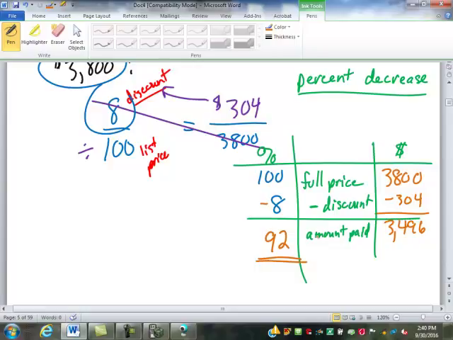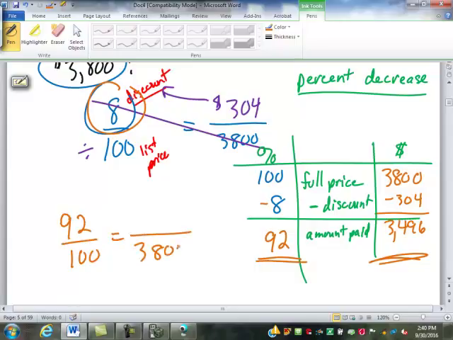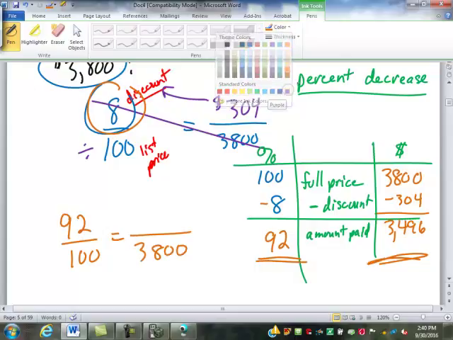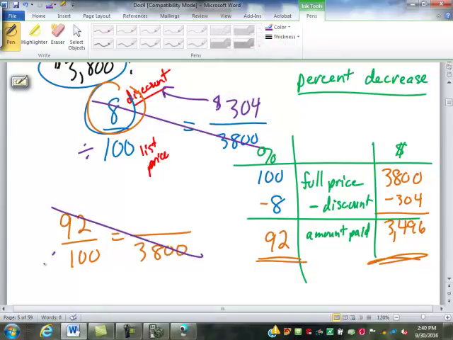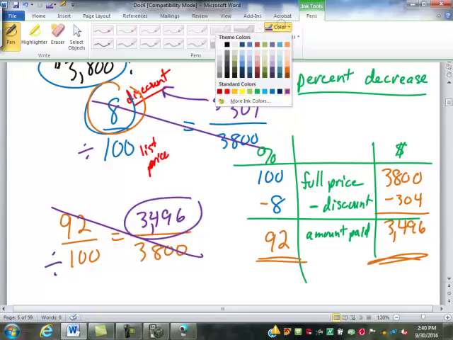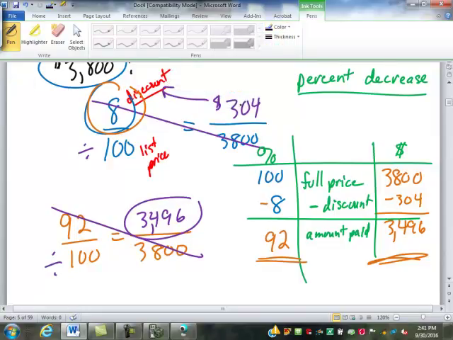So what you could do with a problem like this, rather than finding 8% and having to subtract it back out, you could just find 92% of the 3,800. If we cross multiply and divide here, 92 times 3,800 divided by 100, we would get 3,496. So we can get it in a single calculation. In a problem like this one, it's about the same amount of work to go either way. But there are problems, like the next example I'm going to show you, where we have to be able to look at it this way.